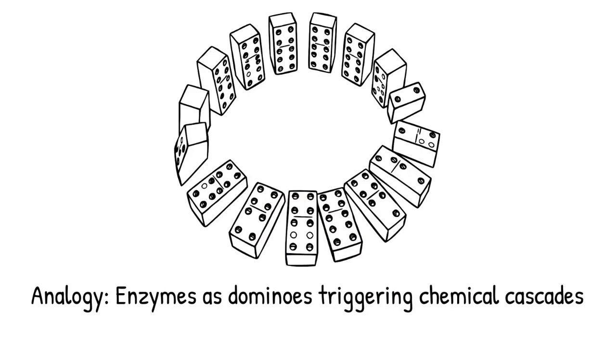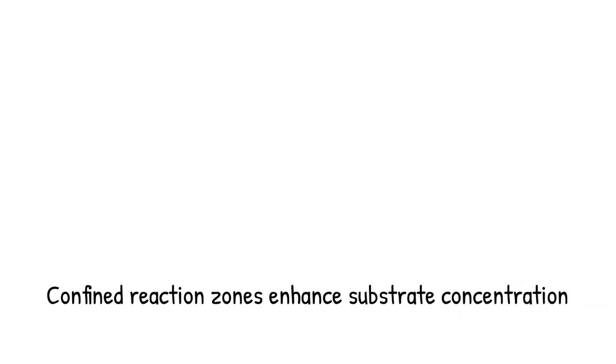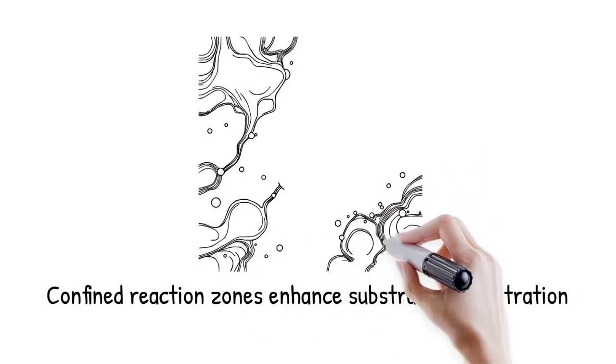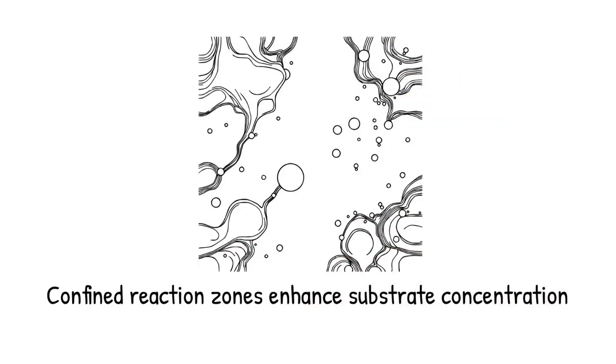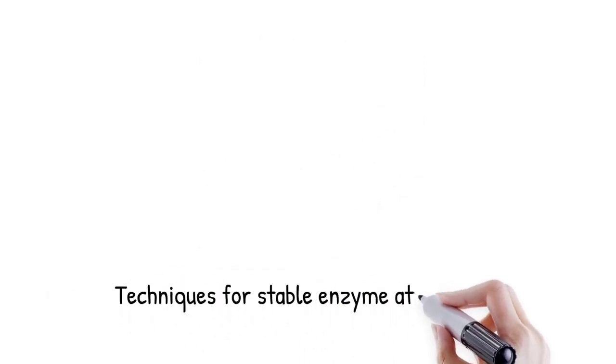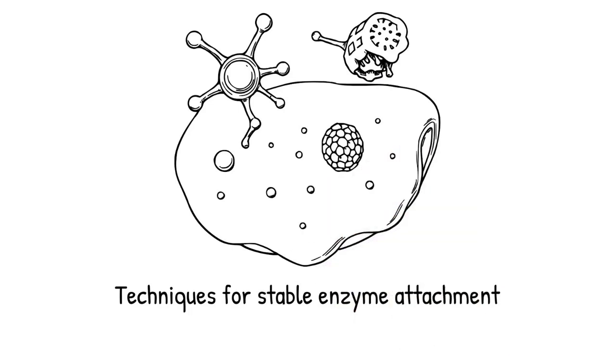Confined reaction zones at nano-object surfaces enhance local substrate concentrations and restrict diffusion, sharpening spatial control. Surface immobilization also protects enzymes from bulk deactivation and permits reuse. Techniques such as covalent binding, affinity tags, or encapsulation in porous shells enable stable attachment of catalysts. However, ensuring uniform coverage and preserving enzymatic activity upon immobilization remains a delicate balance.